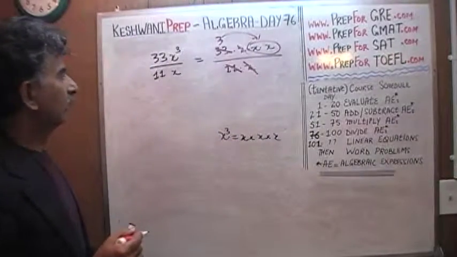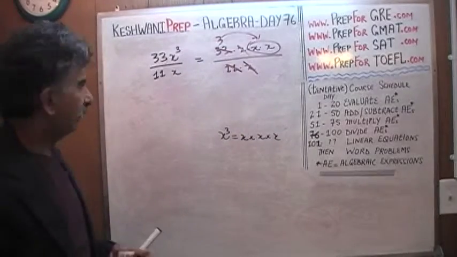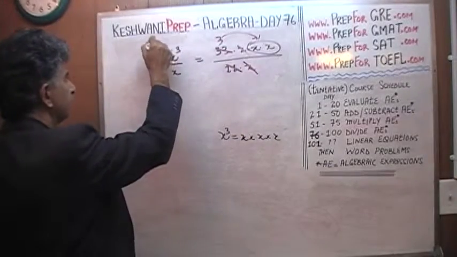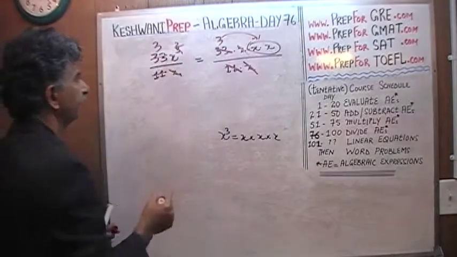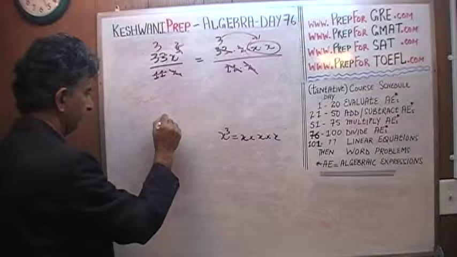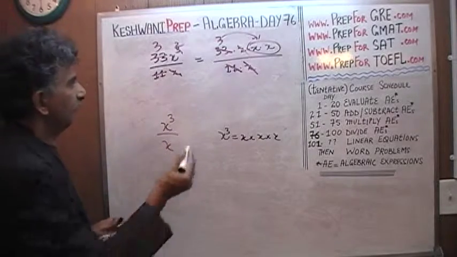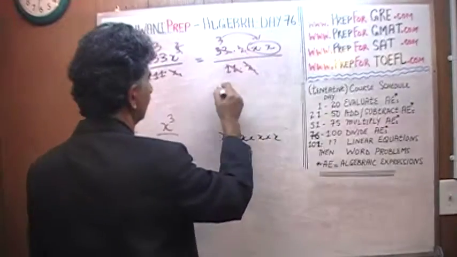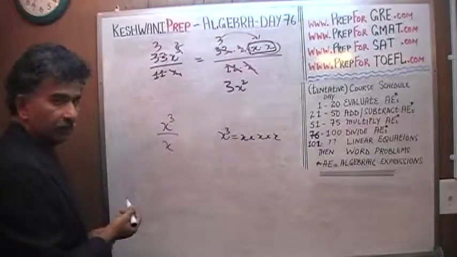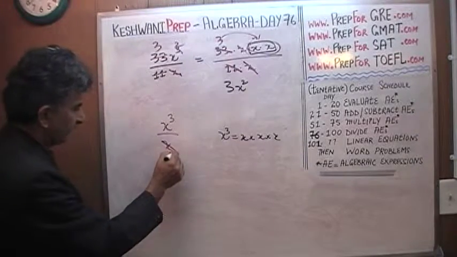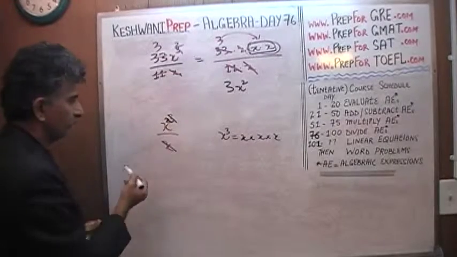How could we have shown that work without having to go through these baby steps? Like this. 33 divided by 11 is 3, and x cubed divided by x is x to the second. That's how we show it. X cubed divided by x in a grown-up method. You see, this boils down to 3x squared. In a grown-up method, you show it like this. X cancels out, and this third power becomes a second power, x squared.